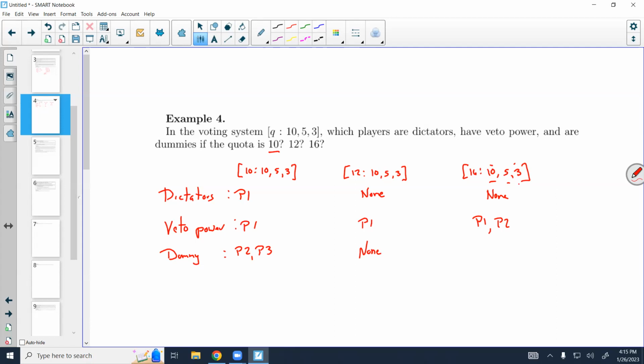What about player 3? If player 3 doesn't do it, we only have 15. So actually, all 3 of them have veto power, which would then imply that there are no dummies. Everybody's needed. We actually have to have all 3 of them. Any questions on this?